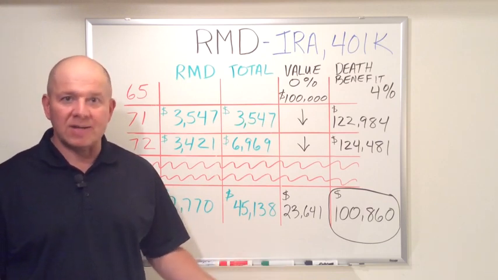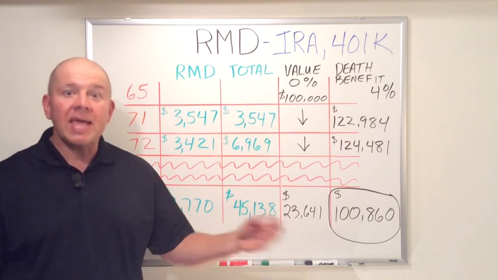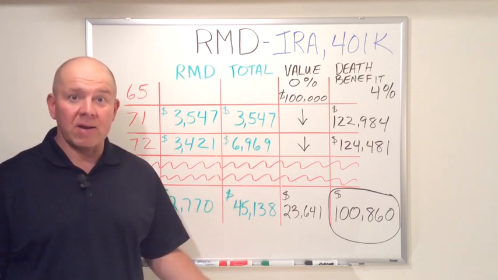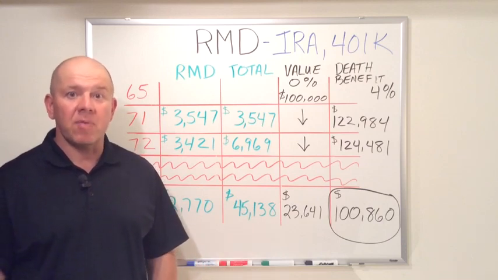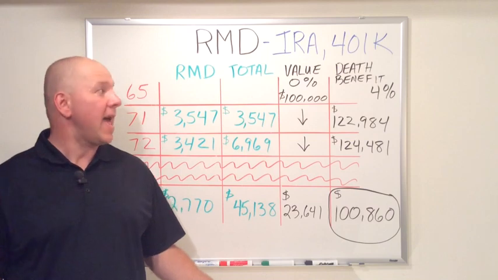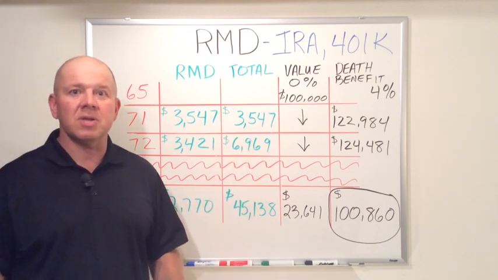Or what if interest rates stay low and my required distribution gets higher and higher? I'm taking money out of my account and my account balance goes down and down and down. There's going to be nothing left for the family. So a few companies have come out with products that have death benefits. And there's a lot of numbers here, but I'm going to make it really simple to understand.